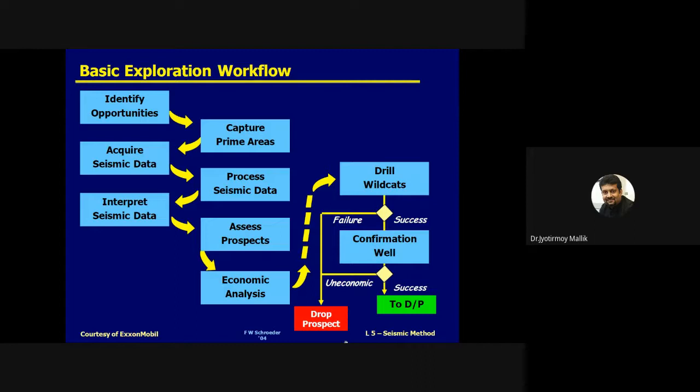So if you do an economic analysis and it says yes, it makes sense to drill there, you drill the first well in that area, and that is what we call wildcat drilling. Wildcat means that is completely a virgin area. You have no idea whether oil and gas is there. I mean, you have some idea from the seismic, but you have not actually got ground truth to your understanding.